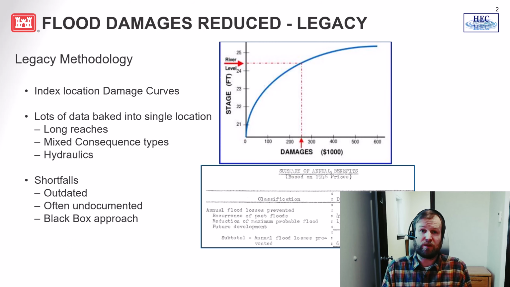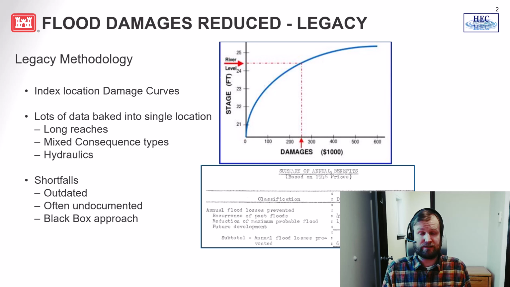USACE is required by Congress to submit an annual report stating the damages reduced by each of the core projects for that year. This report is important to show the ongoing value of our reservoirs and levees to the country. We are working to modernize how we report damages reduced using SWMS forecasts and HEC-FIA.